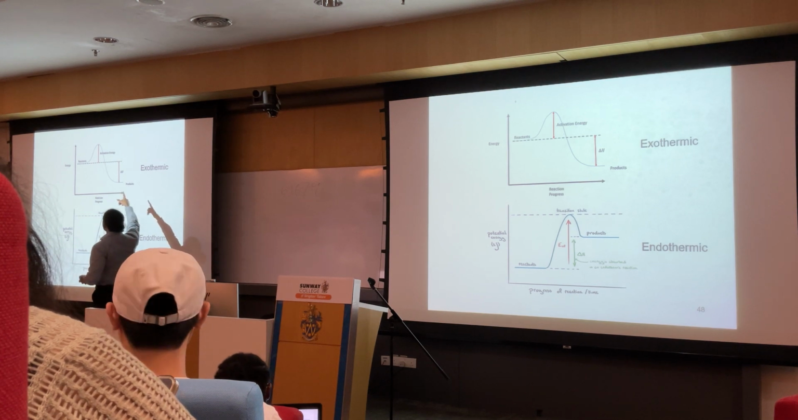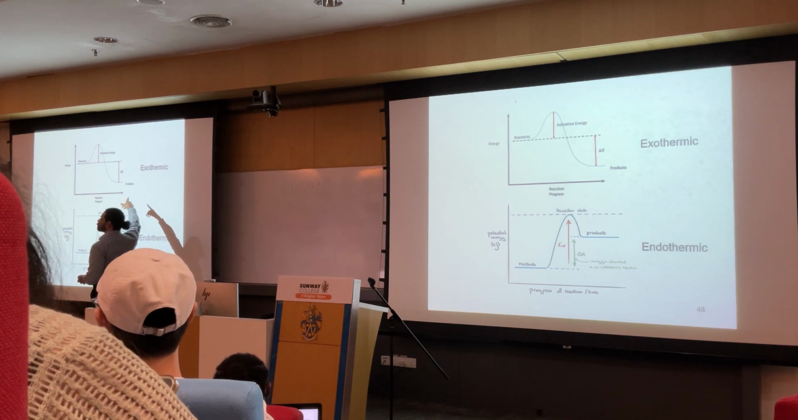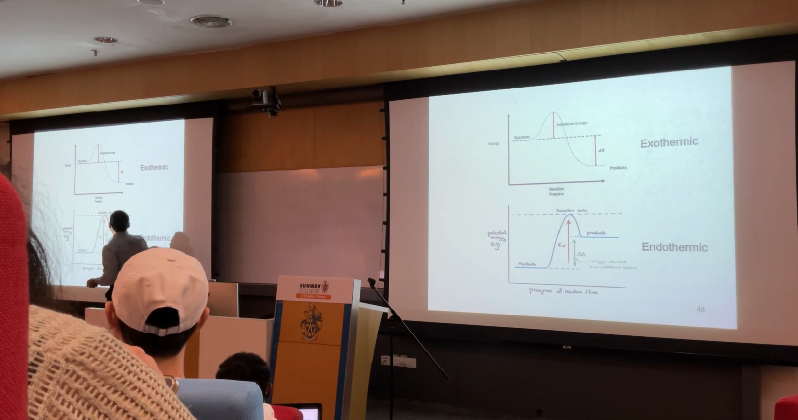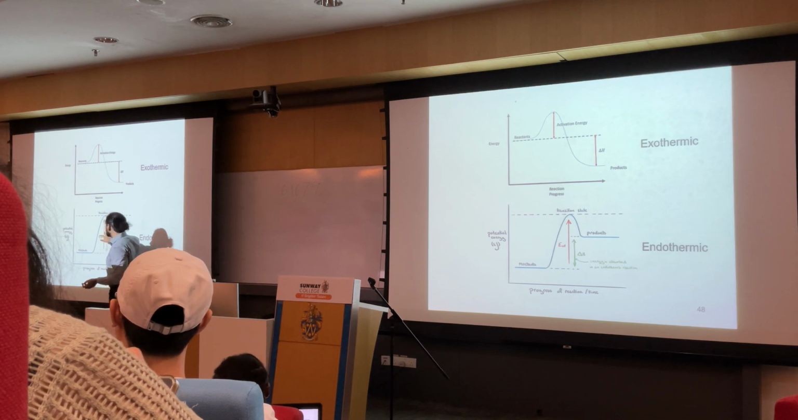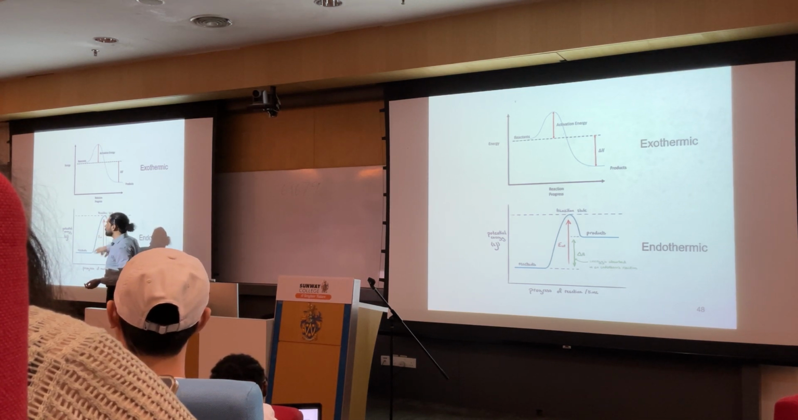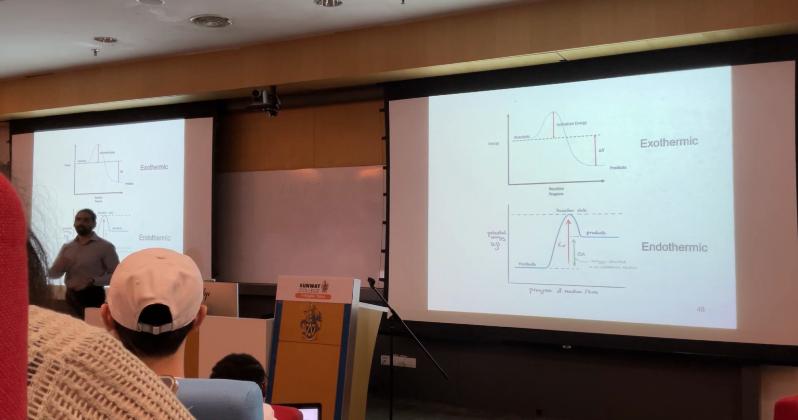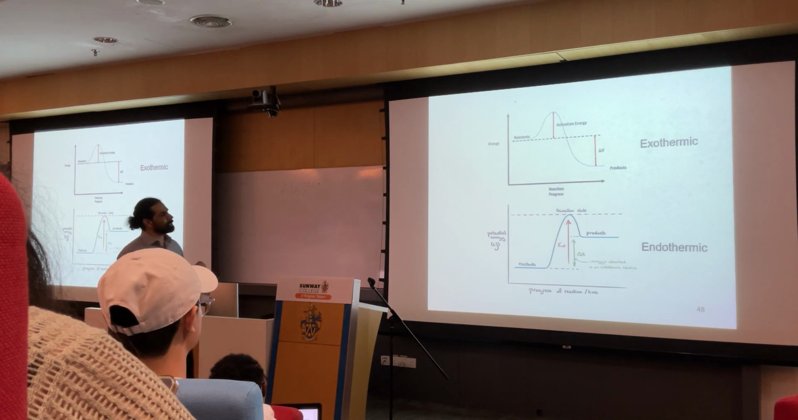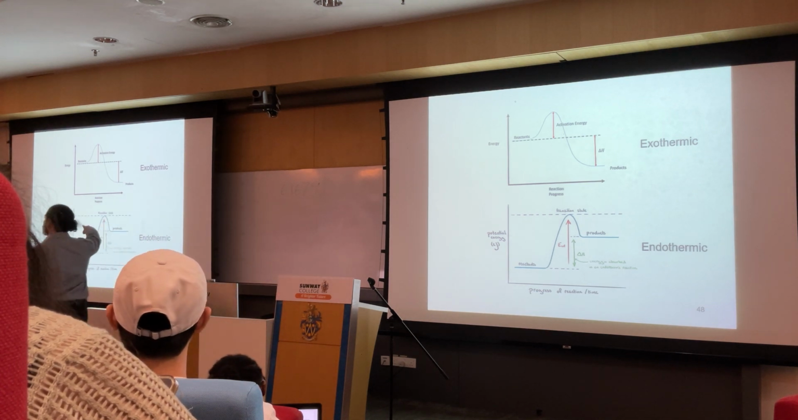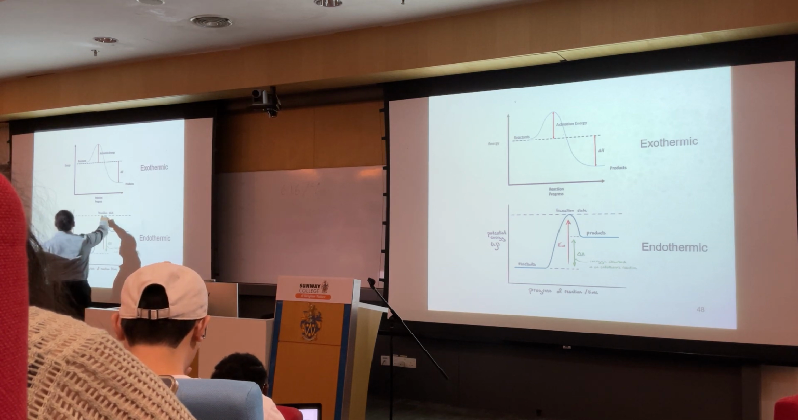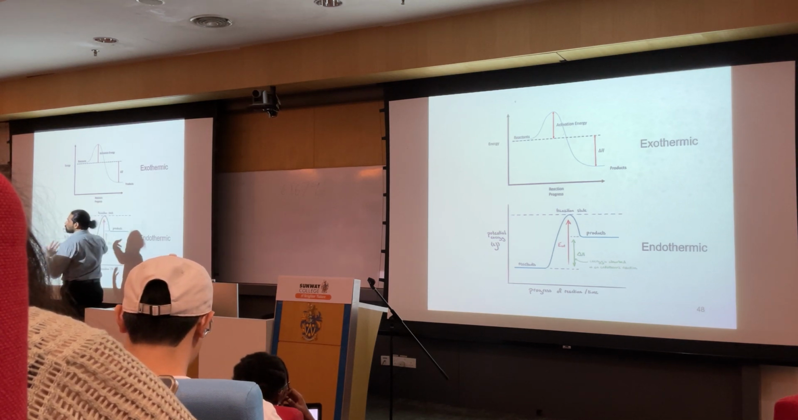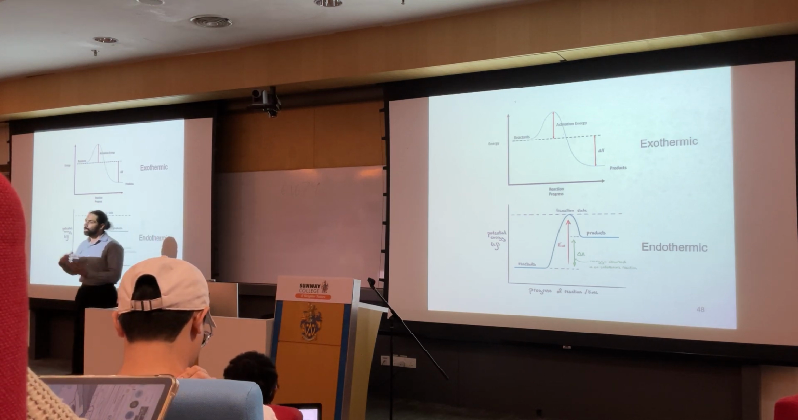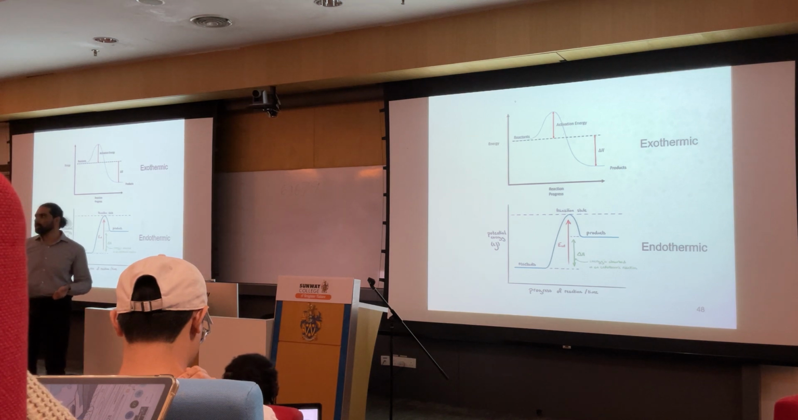So in an exothermic reaction, reactants will be converted into products, and you can see that the energy difference is negative. While in an endothermic reaction, we will need energy, as you see that the energy difference is positive because the energy of product is higher than the energy of reactant. But in both cases, there is a threshold which the reaction needs to cross to actually start the reaction, and that threshold is called activation energy, right?